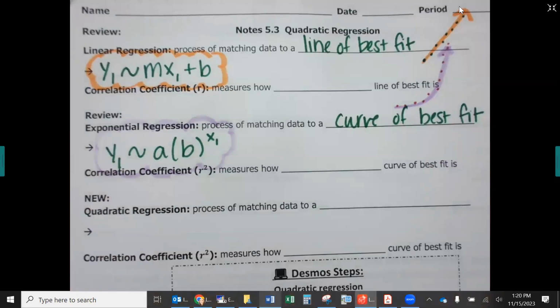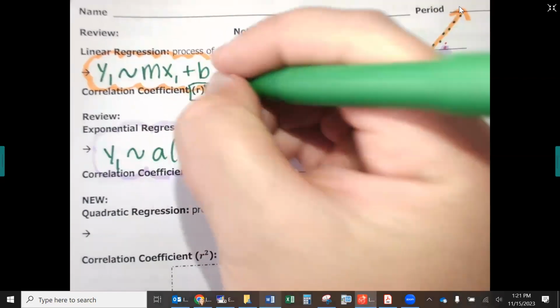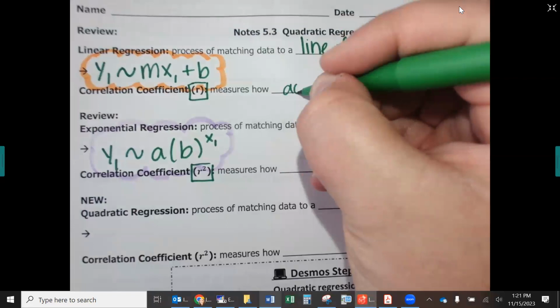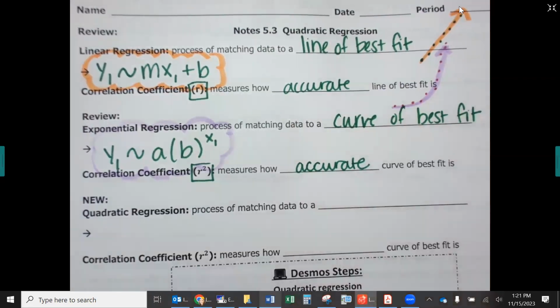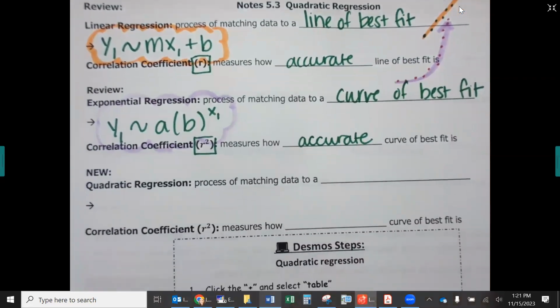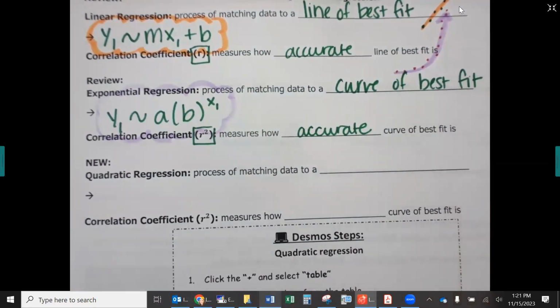Okay, also remember that for both of those, you still look at your R to measure how accurate it is. So remember, a 1 is perfect, a -1 is perfect, but anything less than a 1, maybe closer to 0, means that it's pretty bad. Okay, so I'm going to fill in the blank here that your R and your R squared, those both measure how accurate your model is. Okay, those both measure how good your line is, or in this case, how good your curve is. Okay, but a 1 is totally perfect. Anything less than a 1 is not perfect.